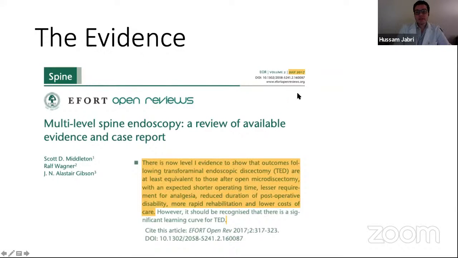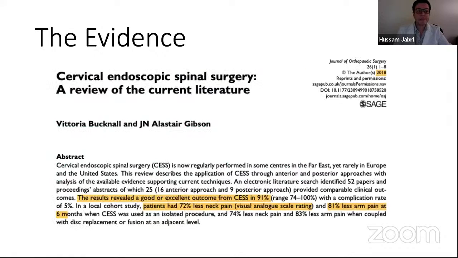Another article published in 2017 with the title Multi-level spine endoscopy, a review of available evidence, published in the European Journal. This is now level 1 evidence to show that outcomes following transforaminal endoscopic surgery are at least equivalent to those after open microdiscectomy, with the expected shorter operation time, less requirement of analgesia, reduced duration of postoperative disability, more rapid rehabilitation, and lower cost of care.